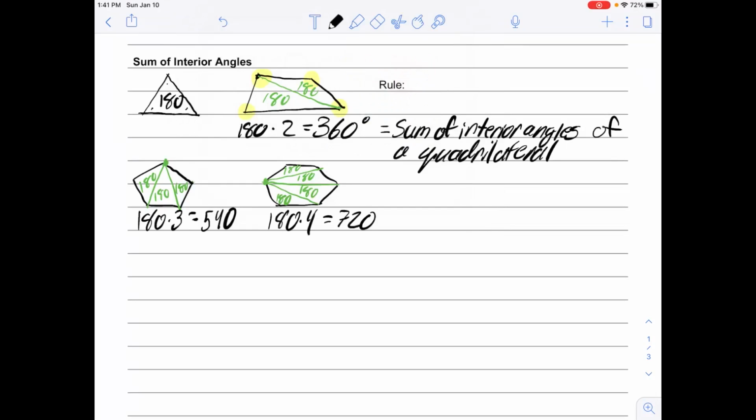I could keep going. So let's do one more. Let's do a heptagon. So a heptagon is a 7-sided figure. It starts like a little house, and then at the bottom, we go like that.